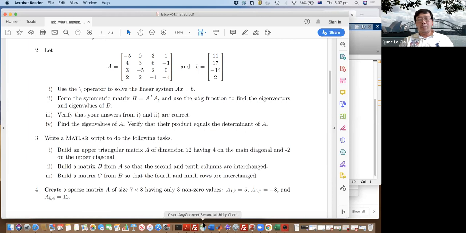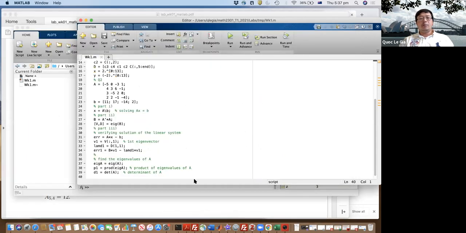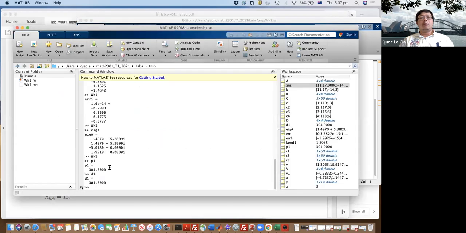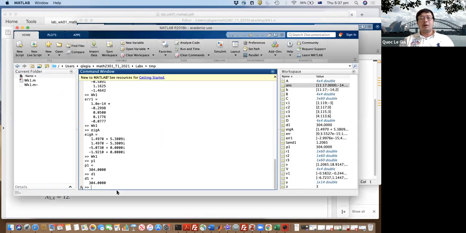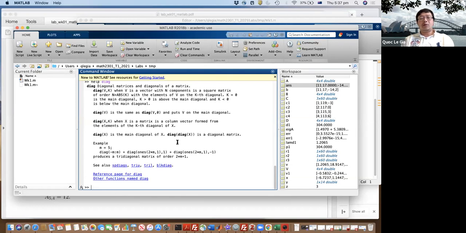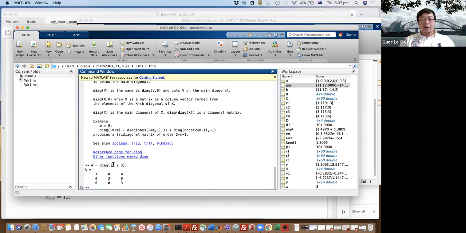So there is a command in MATLAB. If you go to the command window, there's a command called diag. Maybe you can type help diag. You can read it, but essentially, suppose I have a matrix A is diag of [1, 2, 3].